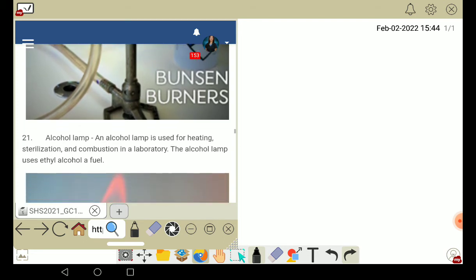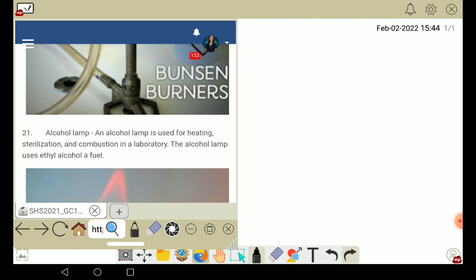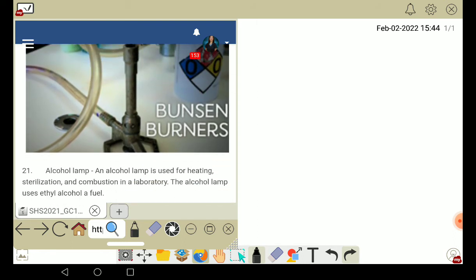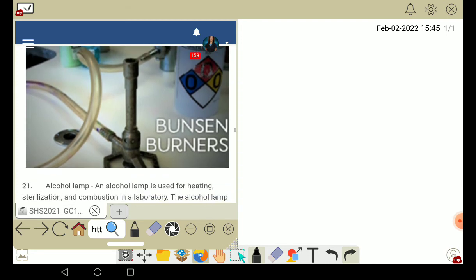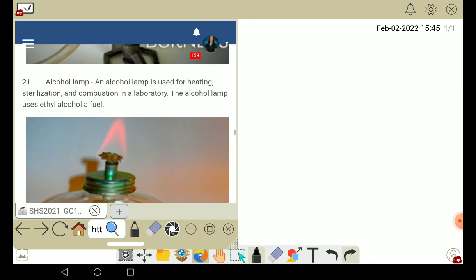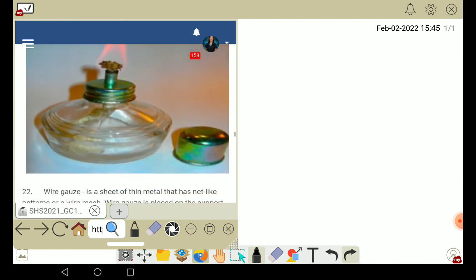Next, we have the alcohol lamp. An alcohol lamp is used for heating, sterilization, and combustion in a laboratory. The alcohol lamp uses ethyl alcohol as a fuel. Sometimes, if only a small amount of heat is needed, it is used as a replacement for the Bunsen burner. Here it is.